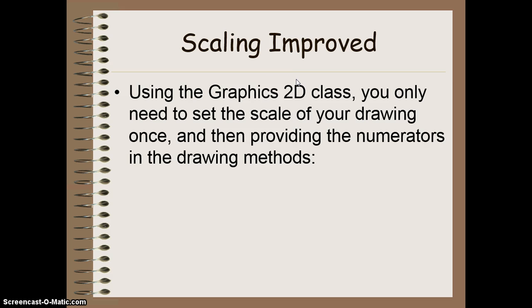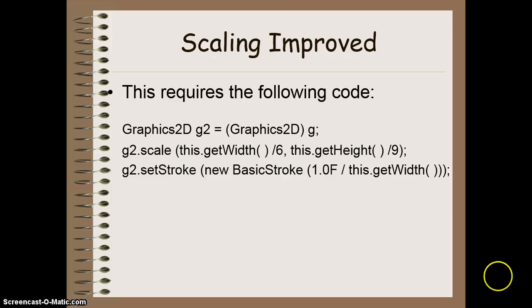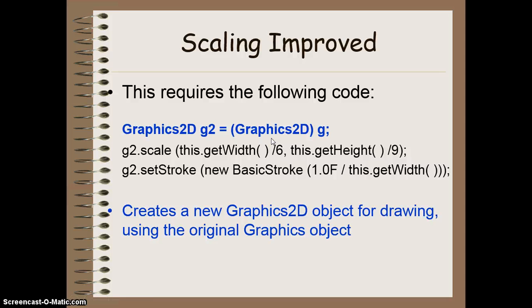So one of which is setting the scale of my drawing. When I do that, I can then use my fill method by only providing the numerators for each of those fractions we saw before, and this would give me the exact same results as that big long line of code we had. This requires the following code. So I have to first instantiate a Graphics2D object by casting the original graphics object as a Graphics2D object. That's this line of code here.